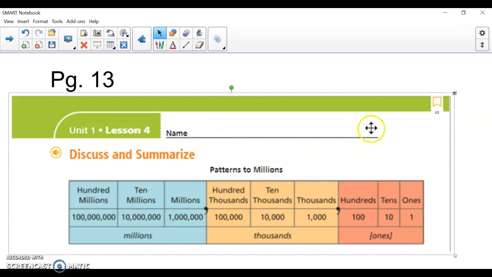This chart is not part of this lesson, but we used it in lesson 4, and actually I think it's going to be really helpful. So this is on page 13. Refer back to this whenever you need it. You'll see me use it quite a bit today in the lesson.